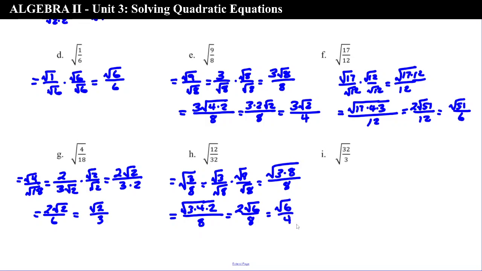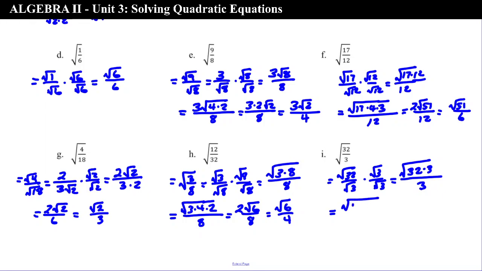All right, and then the final example. This is the square root of 32 over 3 square root of 3. We rationalize by doing the square root of 3 over the square root of 3. We get the square root of 32 times 3 over 3. Well, we know we can pull a 4 out of 32.